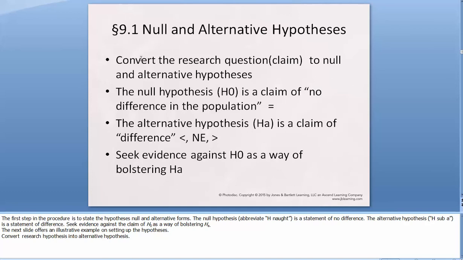Okay, so this is the continuation of chapter 9. Actually, I went over this, if you remember. So we need to set up our H null and HA. H null always will have equal. Remember, null means equal, right? HA will be either less than, not equal to, or greater than.